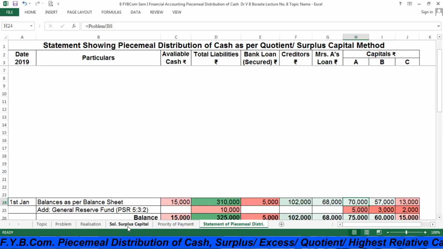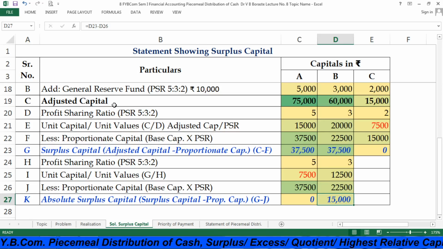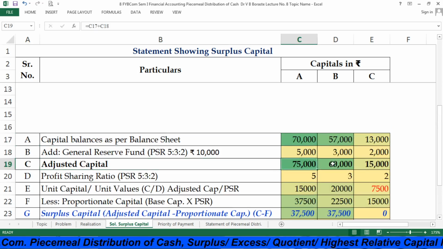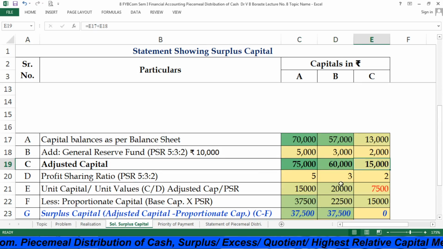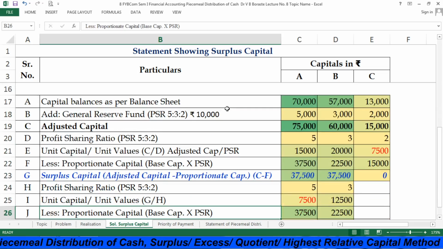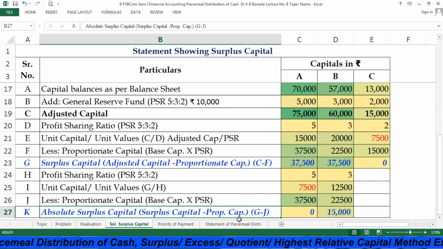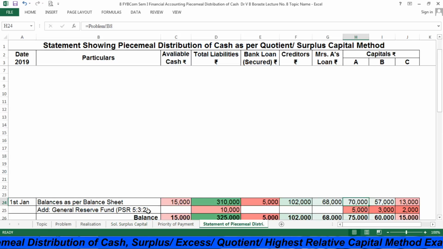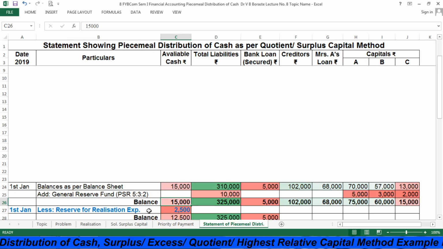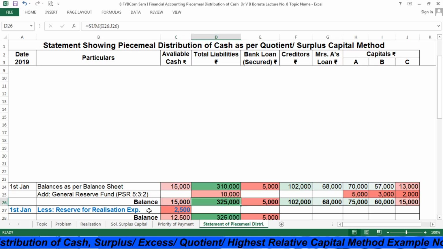We got adjusted capital, which was the same as in the surplus capital statement, that is 75,000, 60,000 and 15,000. Here you can see the adjusted capital. That is nothing but the balance after adding the general reserve fund. So here we have a balance of rupees 15,000 cash. Total liability also increased by 10,000, that is 3,25,000.